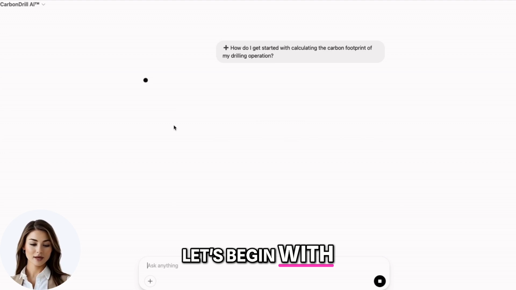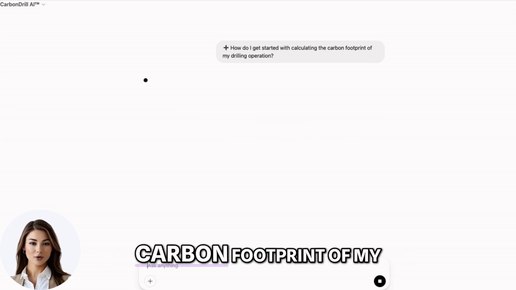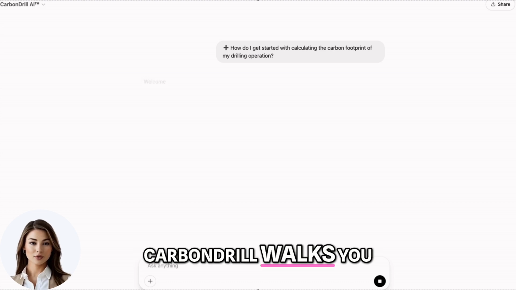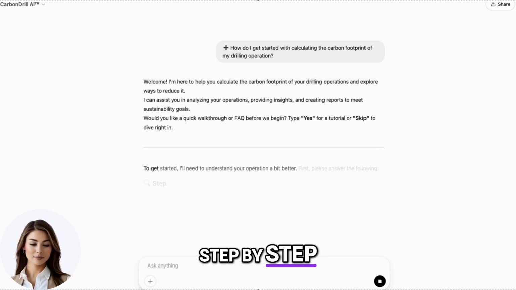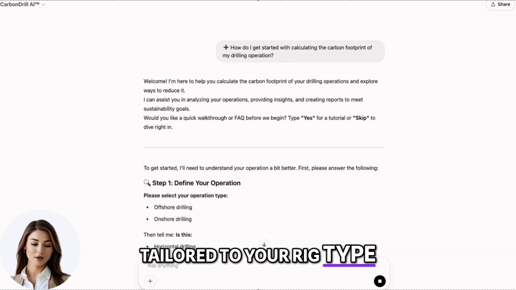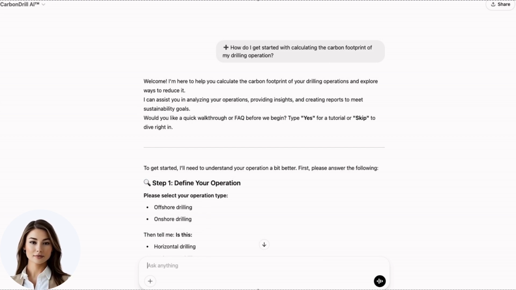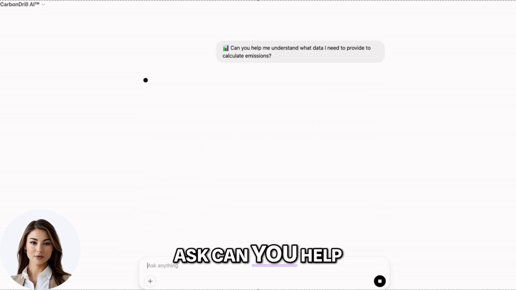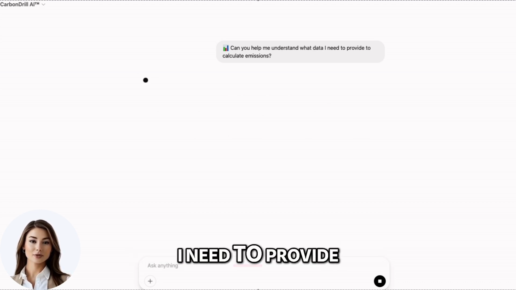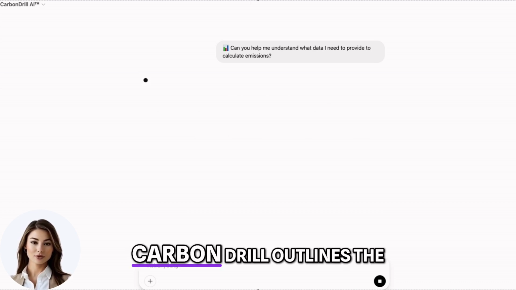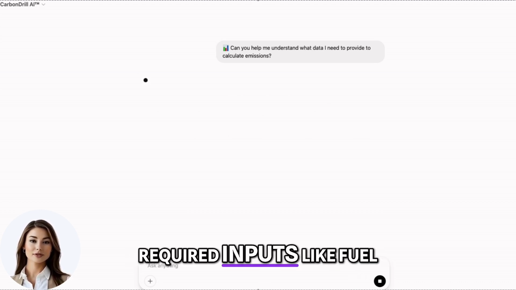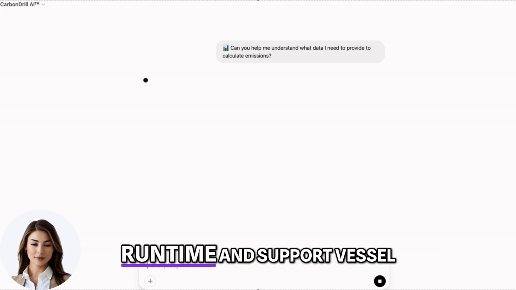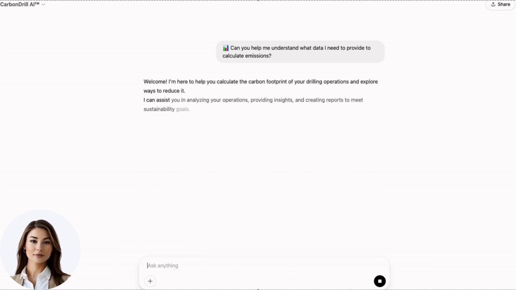Let's begin with, "How do I get started with calculating the carbon footprint of my drilling operation?" CarbonDrill walks you through the process, step by step, tailored to your rig type, operation, and region. Not sure what information you need? Ask, "Can you help me understand what data I need to provide?" CarbonDrill outlines the required inputs, like fuel type, daily consumption, generator runtime, and support vessel activity.